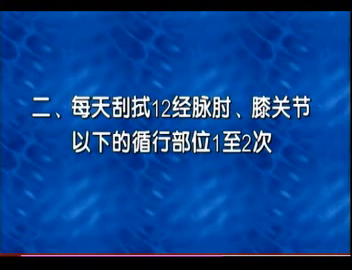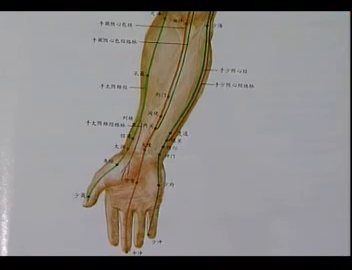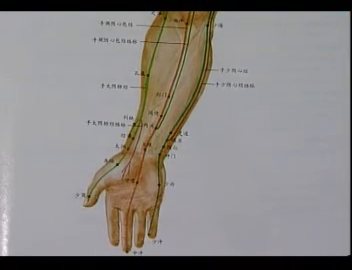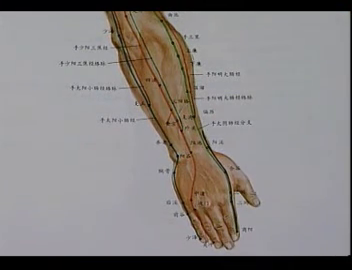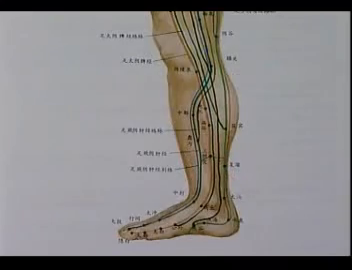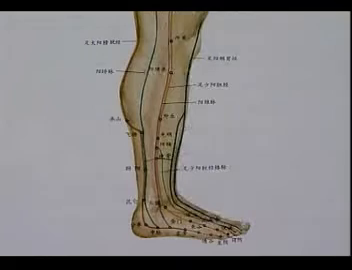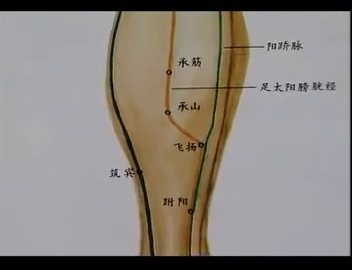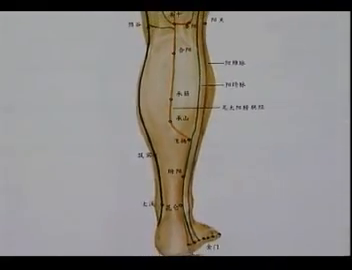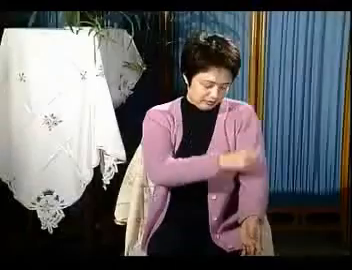Scraping the 12 regular meridians below the elbow or knee joints once or twice every day. The meridians in the 4 limbs connect directly to various internal organs, so commonly scraping these meridians can gradually dredge channels and collaterals, promote circulation of qi and blood, strengthen functions of the connected organs, prevent and treat pathological changes of the organs, and relax muscles, and relieve fatigue.